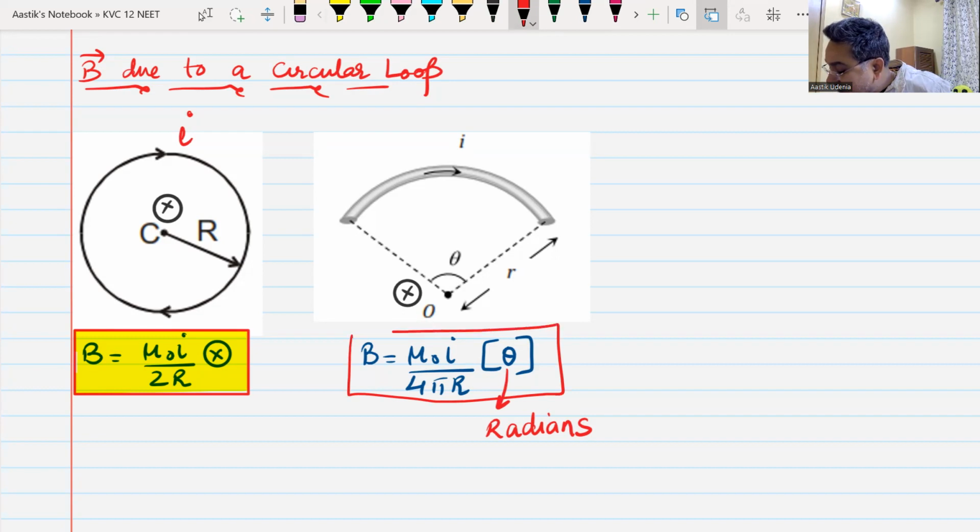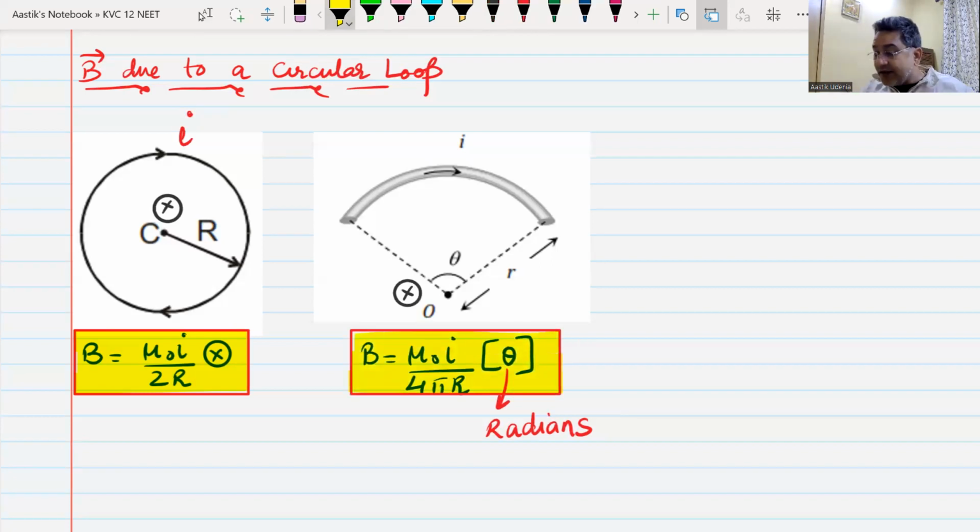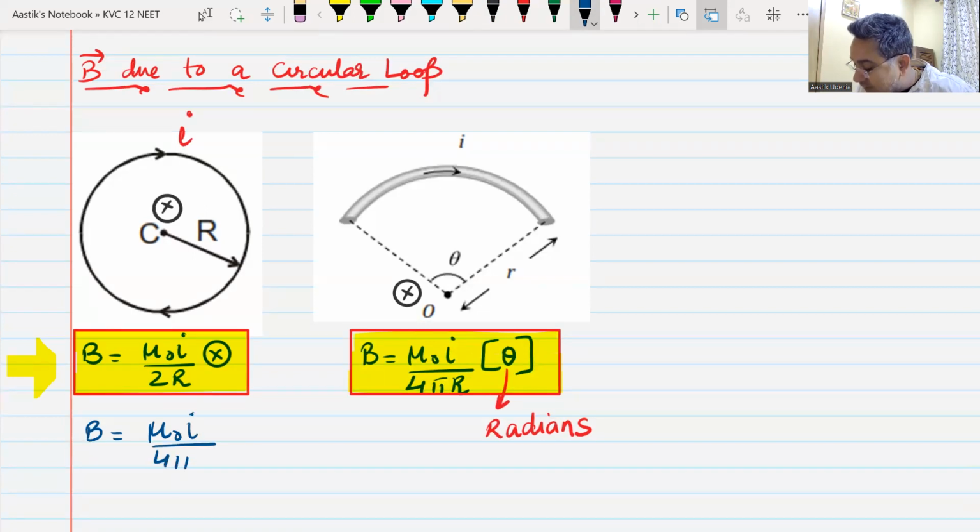This is the magnetic field due to a current carrying loop which is not a complete loop, a part of the loop. In fact, the formula for the full loop can also be derived from this formula. You can write it as mu naught I by 4 pi r multiplied by the total angle of the circle. The total angle of the circle is 2 pi, which is 360 degrees. I cannot write 360 degrees; the angle must be in radians. If I write theta as 2 pi, I will get the same answer.